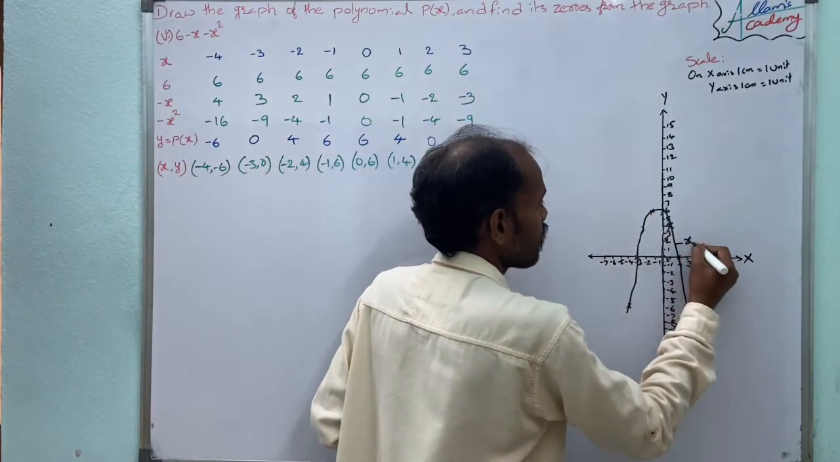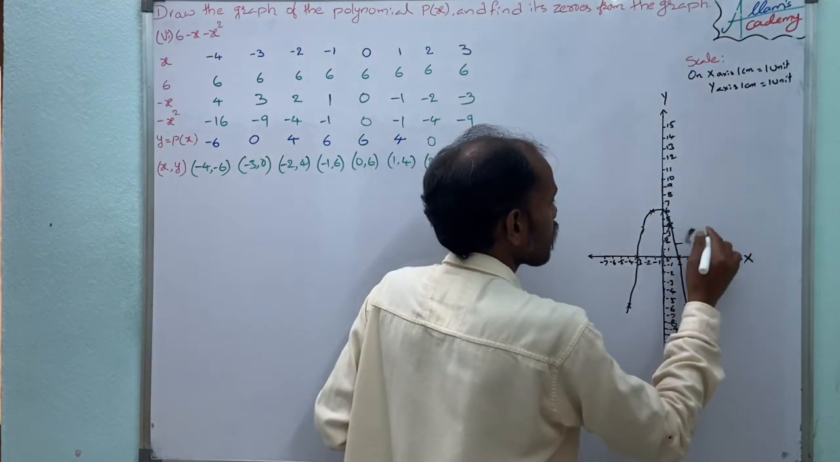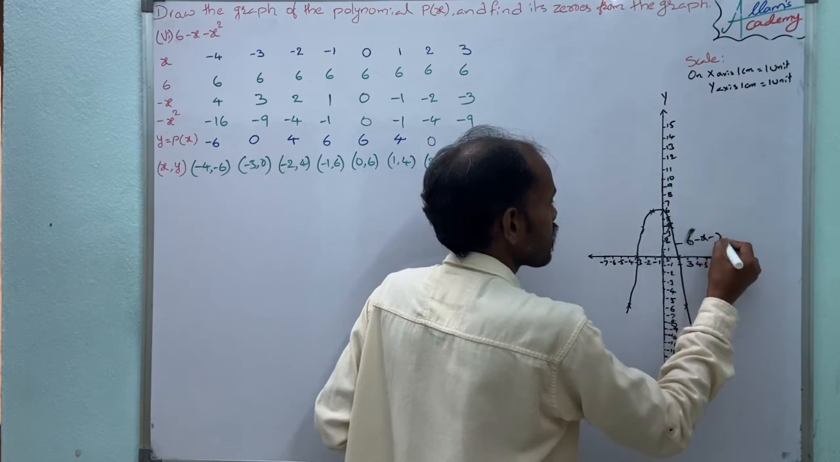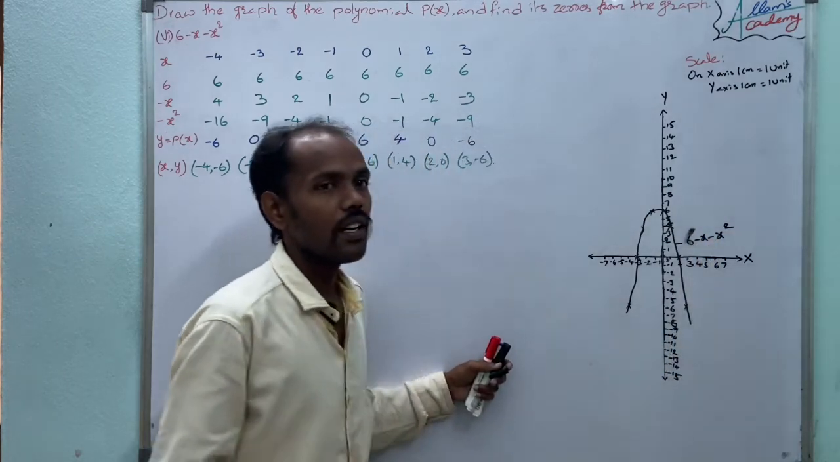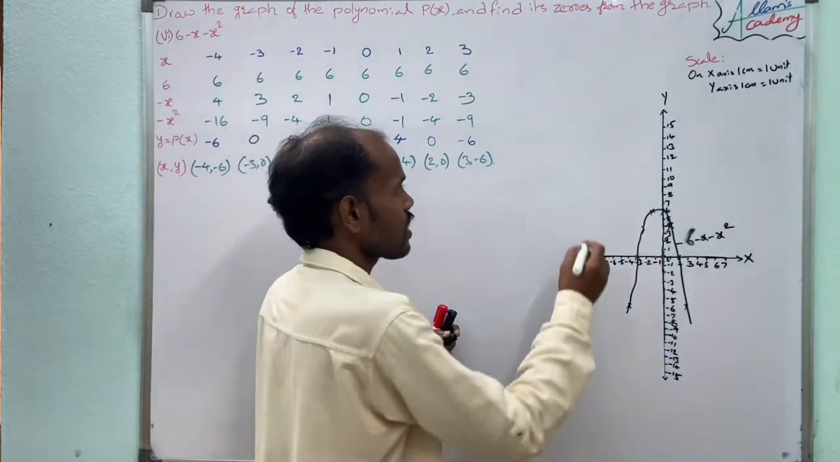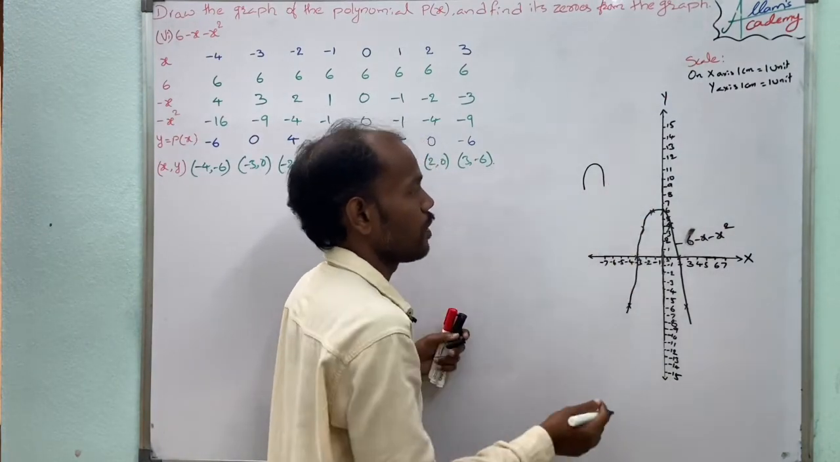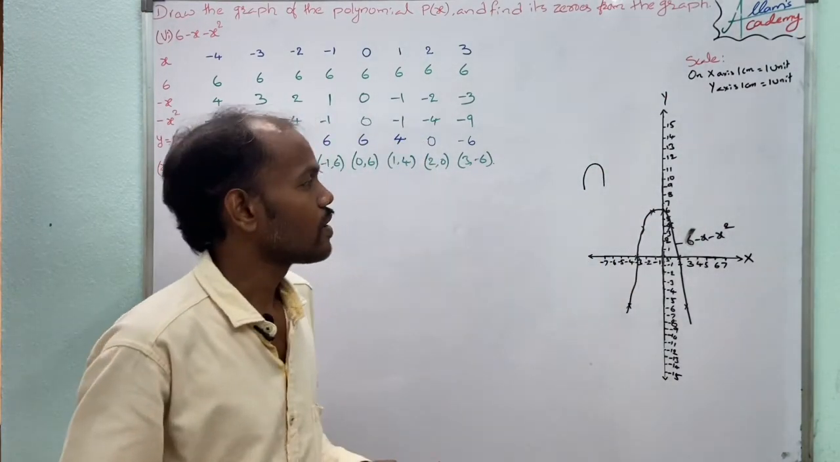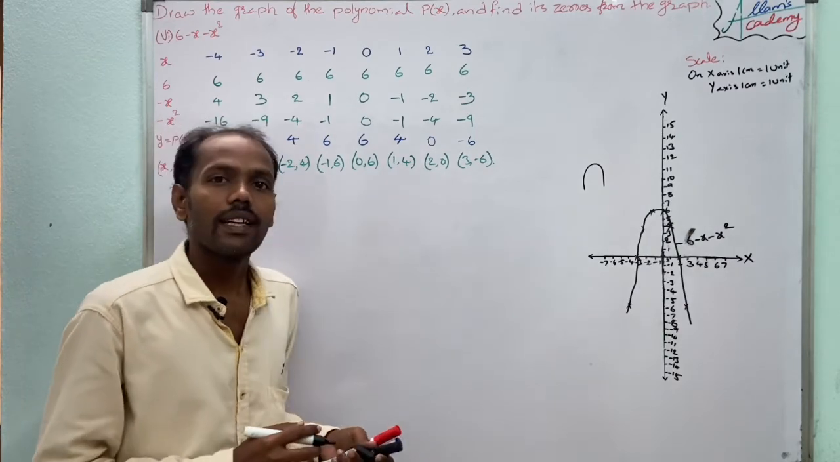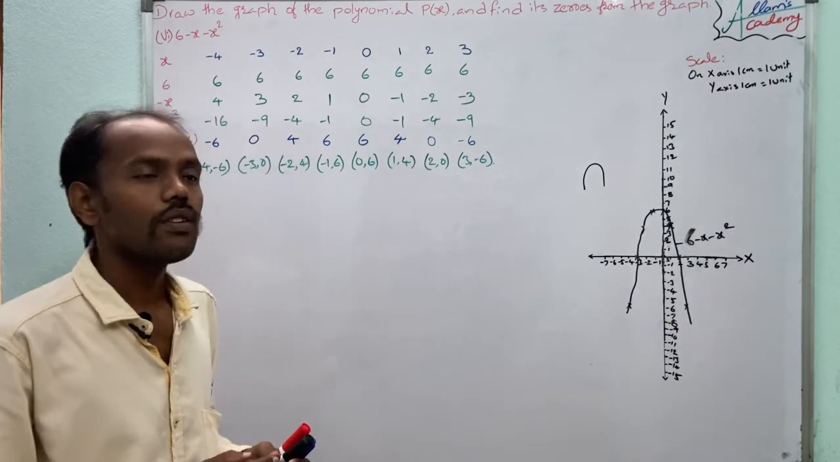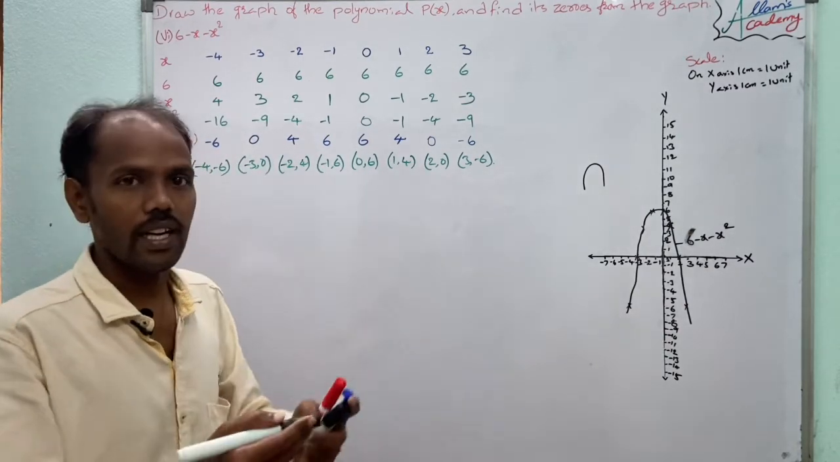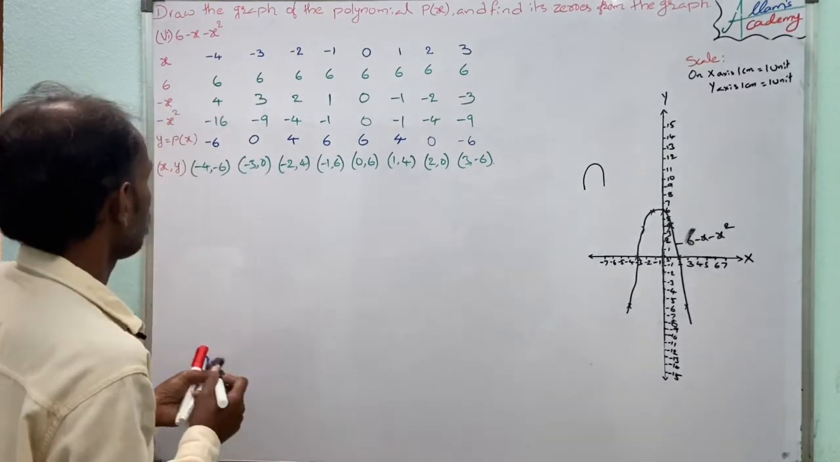so it is the graph of 6 minus x square. Now if we observe, it is also a parabola shape only, but reversed. So the parabola is of two types. Next, this one, solving after we say.